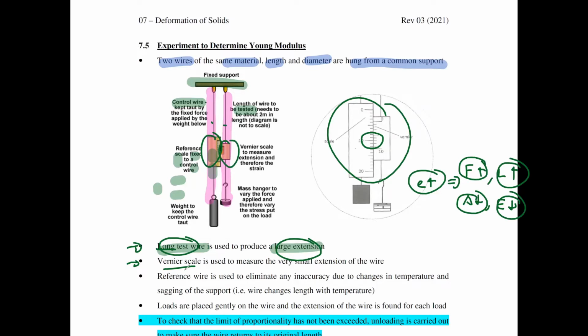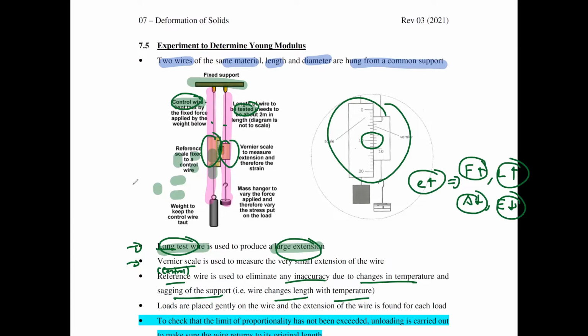All right. Now, why do you need to use two wires in the first place? I mentioned that you have one control wire and one test wire, right? The reference wire or control wire is used to eliminate any inaccuracies due to changes in temperature or the sagging of the support. Wire, especially if it's made of metal, can change length with temperature. If your temperature increases, metal will expand. If your temperature drops, metal will contract, right? So if temperature tends to change, your length will tend to change.